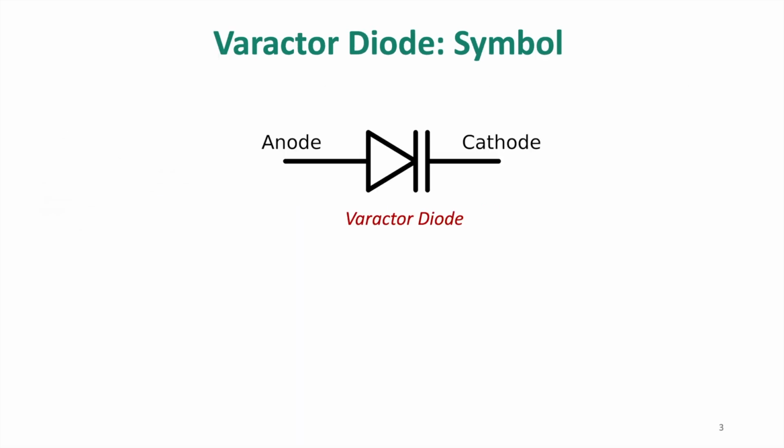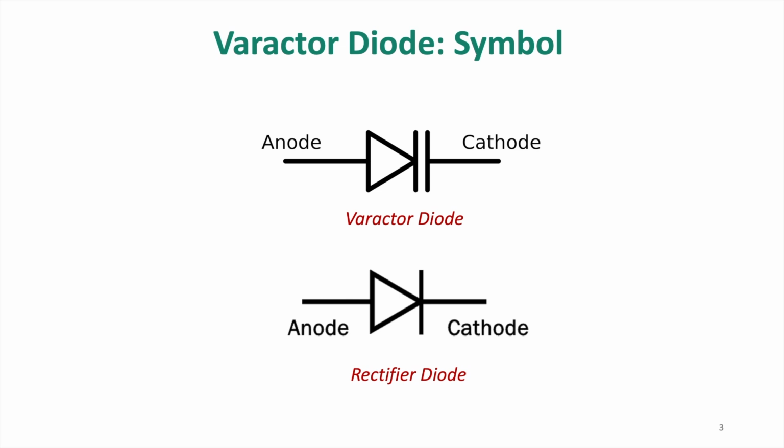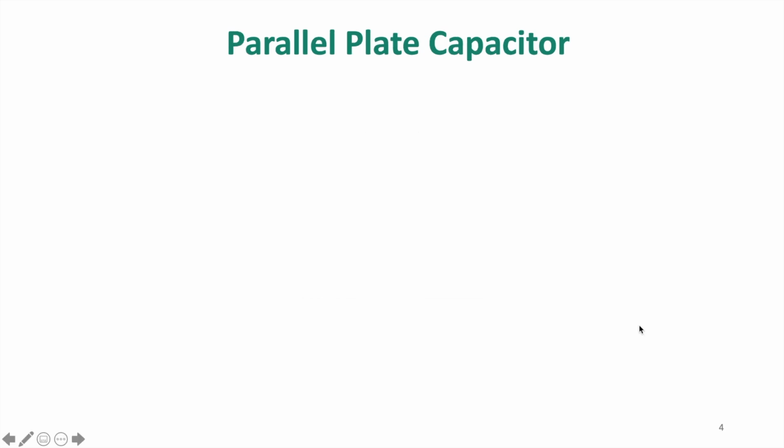This is the symbol of the varactor diode. It shows that it is a PN junction diode, but unlike the normal rectifier diode, it is intended to be used as a capacitor. Now to understand how the varactor diode works, first let's recall the parallel plate capacitor.